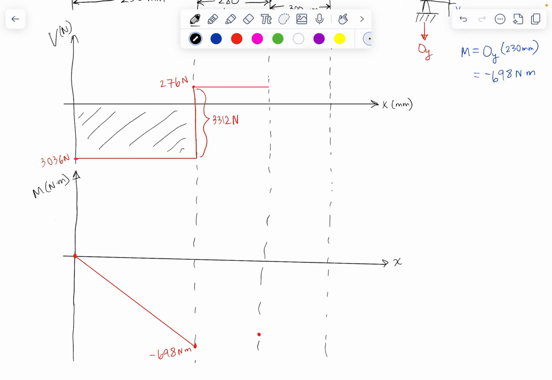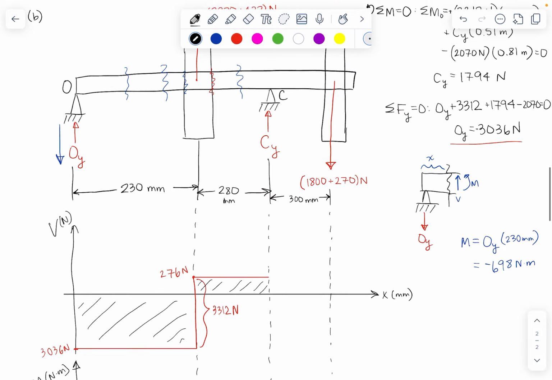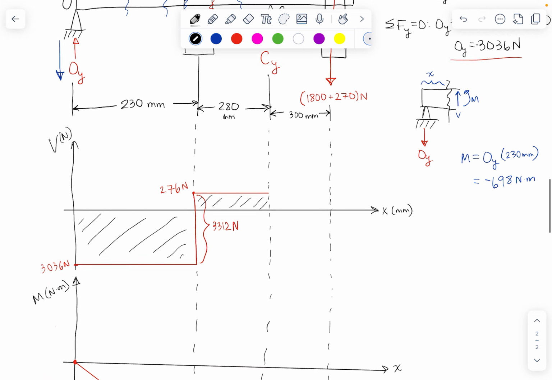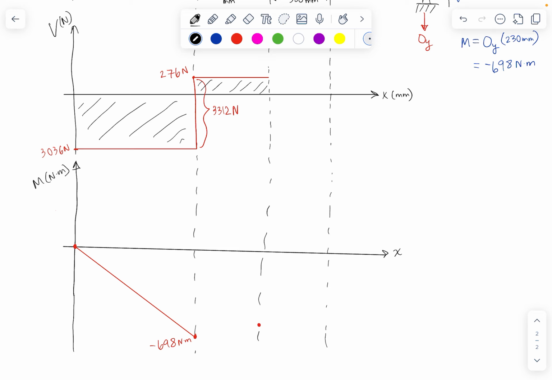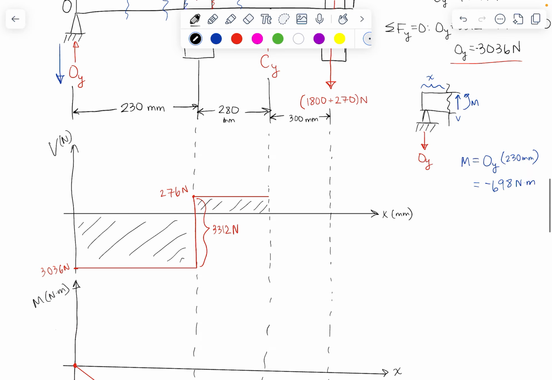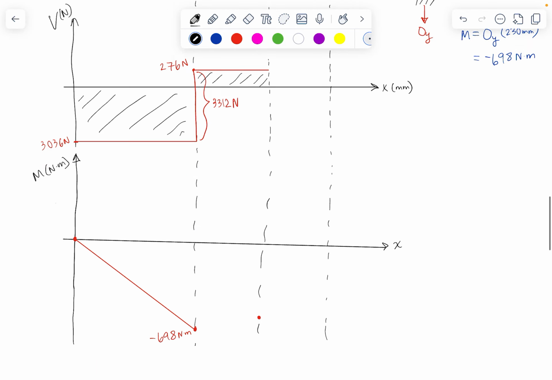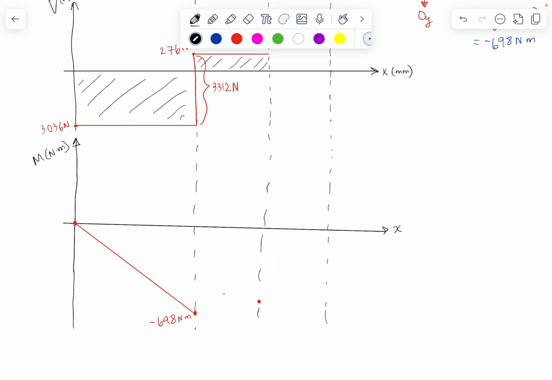So now we just have to add this area here, which is 276 newtons times the distance from B to C, which is 0.28. So if I do that, I take my negative 698 and I add 276 times 0.28, I get negative 621. And that's still in Newton meters. Okay, so we're coming to this point here.